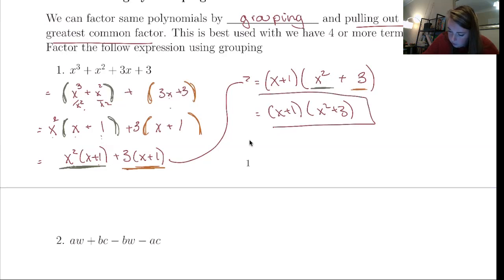Okay, so I'll just box that. So, recap of what we did. I grouped them together. So I just took the first two and the last two, and I was like, those look good. I could have done x cubed and 3x, and I could have done x squared and 3. Actually, that would have got me the same place. We would have pulled out an x squared plus 3 from each term. So try that if you want. It'll still work, which is a pretty cool thing about grouping.